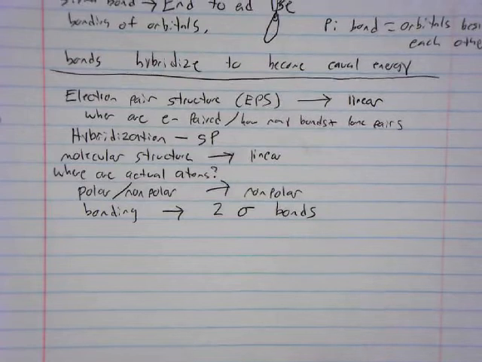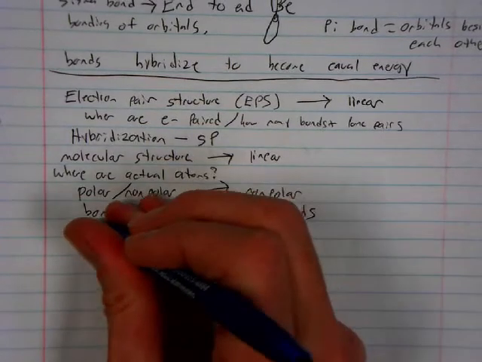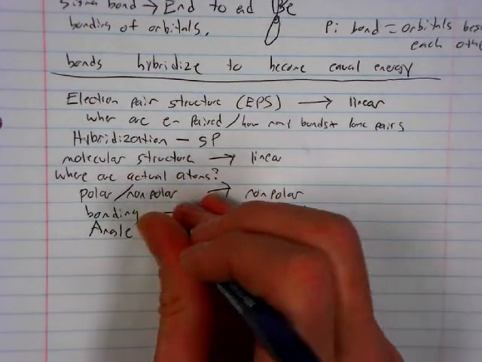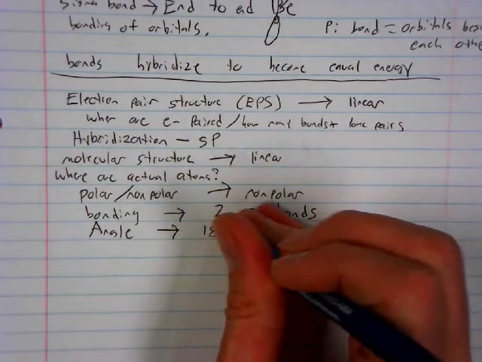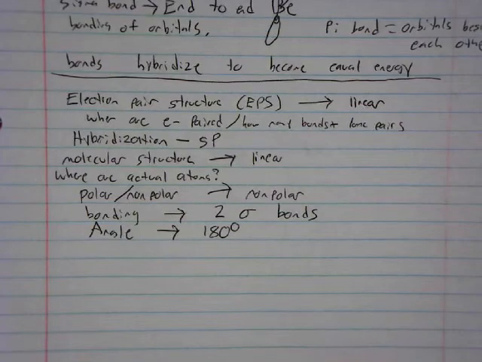And then I could also talk about bonding if I wanted to. So if I asked you for bonding, how many single bonds are there? So how many sigma bonds are there? There's 2 sigma bonds. Is that the Greek for sigma? Does that look right? Something close to it? What angle are these bonds at? 180. So there's a lot that you can do with this.